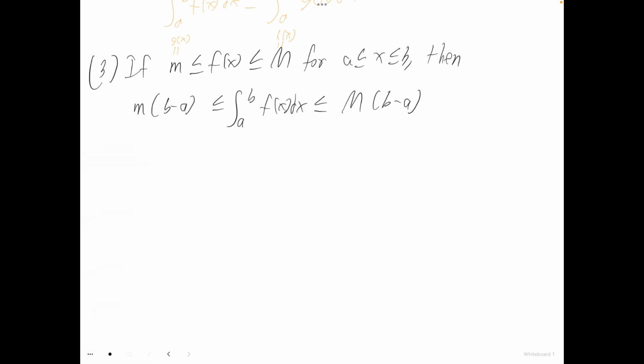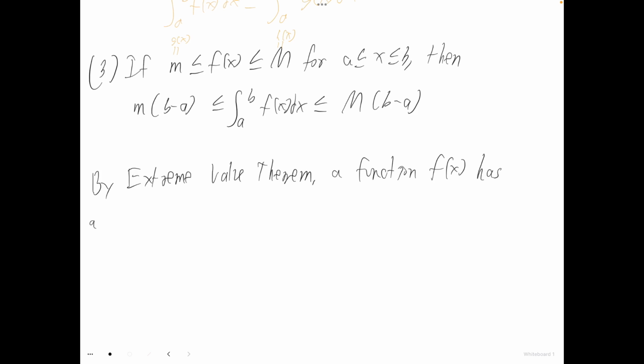But the reason why we care about this is this gives us a way of approximating integrals, as by the extreme value theorem, we talked about that a while ago. By the extreme value theorem, a function f of x has a global max, I should say a continuous function. We are assuming it's continuous. A continuous function f has a global max and global min on the closed interval a to b.